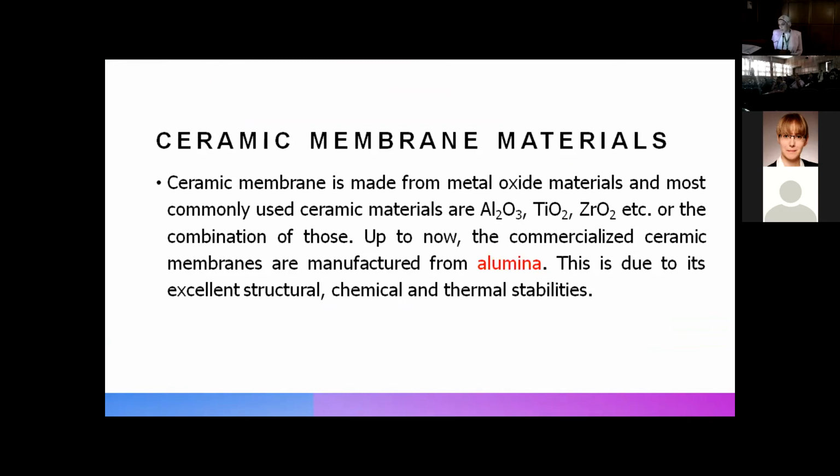On a commercial scale, ceramic membranes are manufactured mainly from alumina. They can also be made from titanium or other oxides, but the main oxide is aluminum oxide due to its excellent structure, chemical and thermal stabilities.